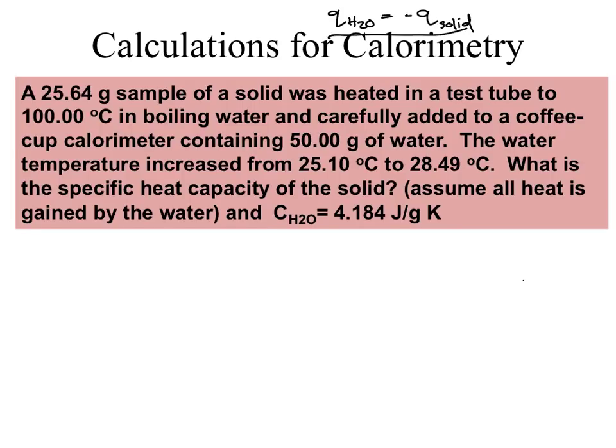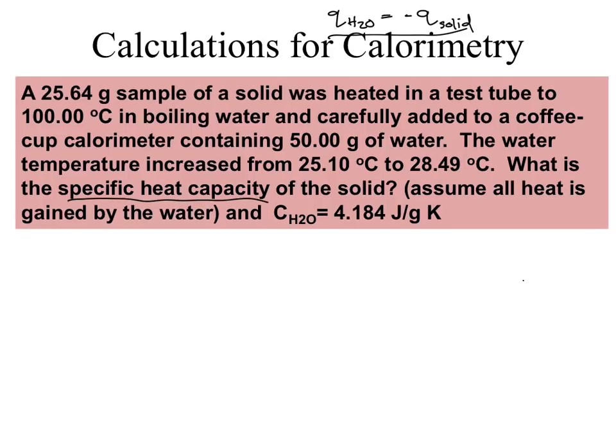Okay, so this is the relationship that we're going to use, and basically the approach that we're going to take is to find the variables of the known, which is the water, to help us find an unknown value, which is the specific heat capacity of the solid.